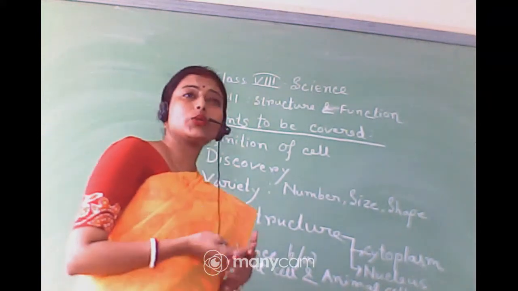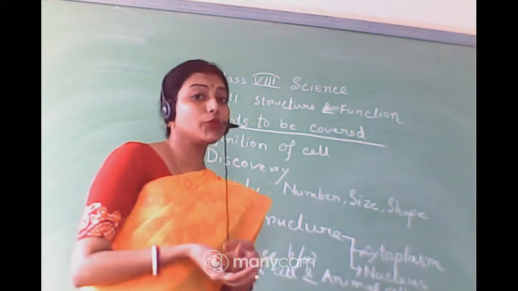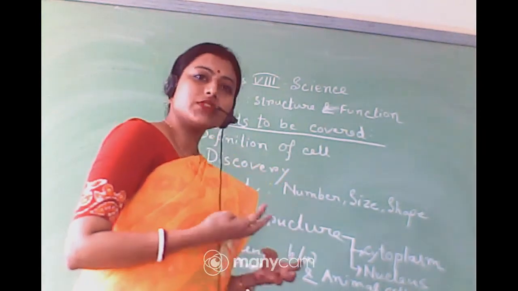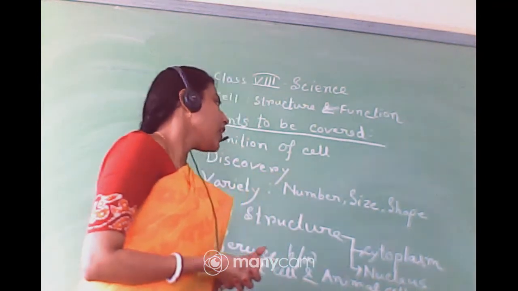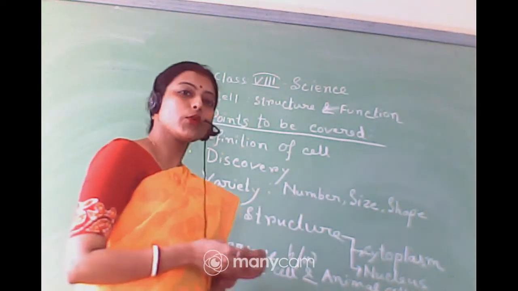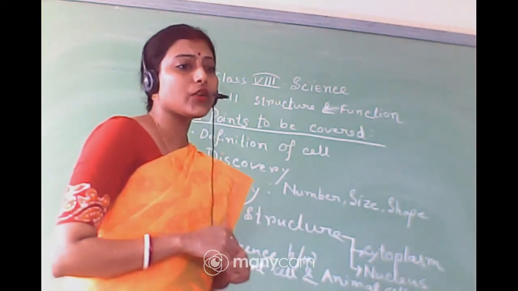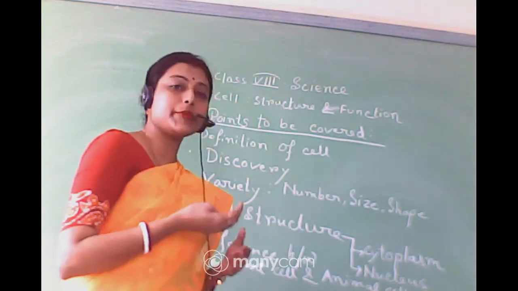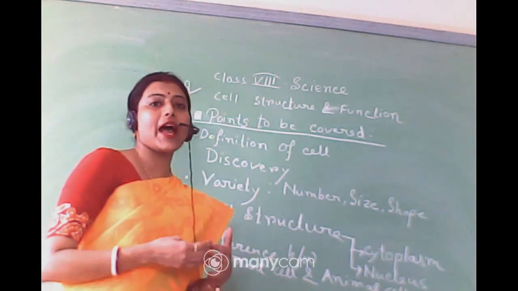Okay, as we all know that RBC is biconcave in shape, but WBC is spherical. So, because they all perform different functions, that's why their size also varies. Okay, and the shape. The shape is also dependent on what type of functions it will be performing.